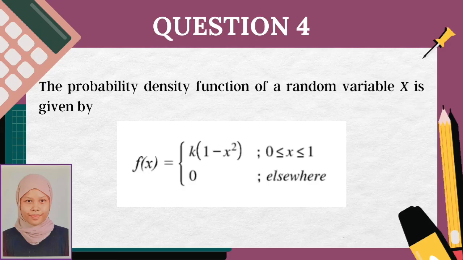For question 4, the probability density function of a random variable x is given by f(x) equals k times (1 minus x squared) for the limit from 0 to 1, and 0 elsewhere. This question is a continuous probability distribution, so we will apply integration to solve our question.